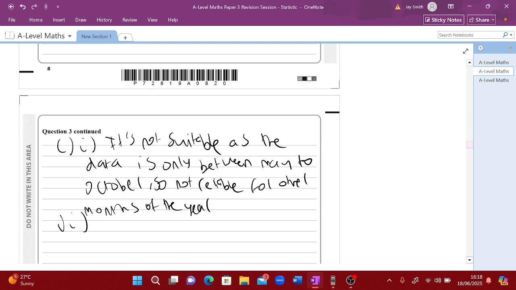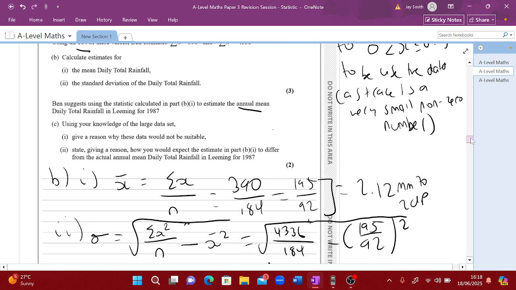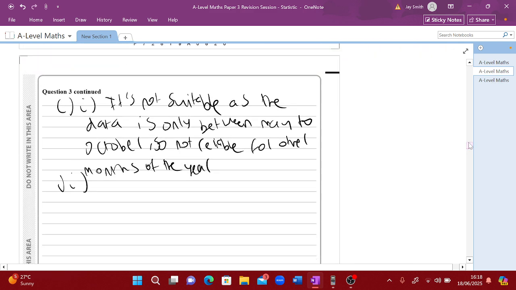And then the second part's asking why it is not reliable for the rest of the year. How would you expect it to differ, essentially? So why would there be a change from the actual mean? From the actual annual, what would that compare with the mean of these 100, and what was it, 84 days?